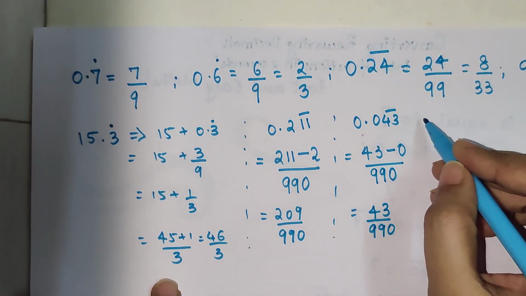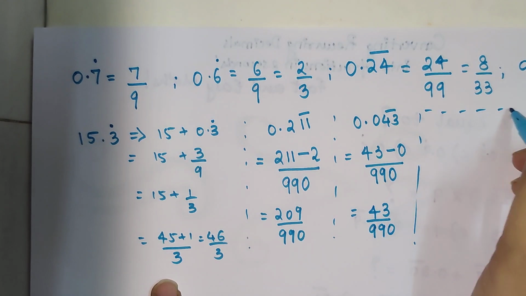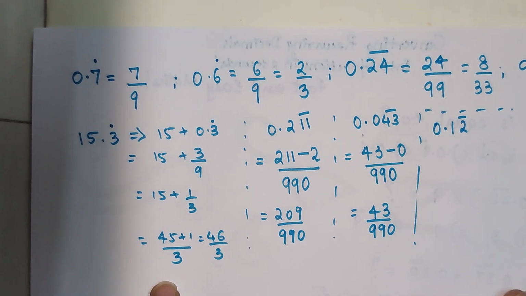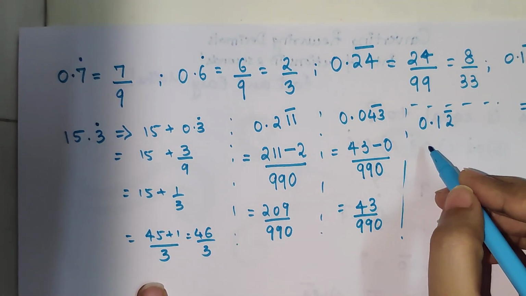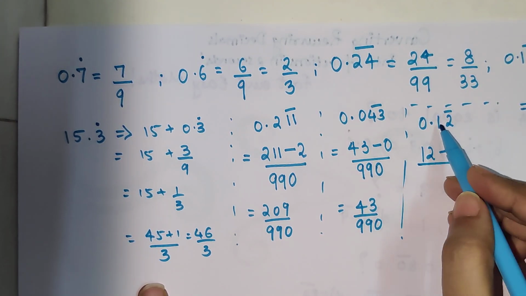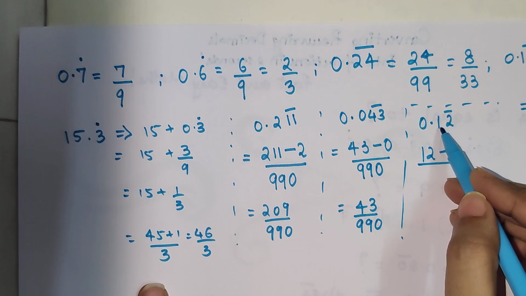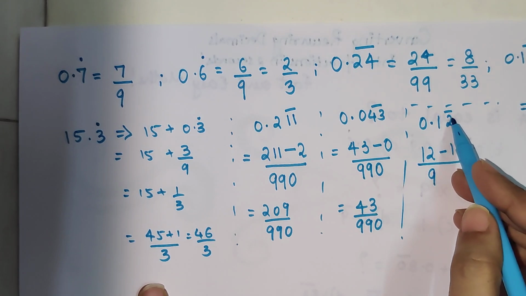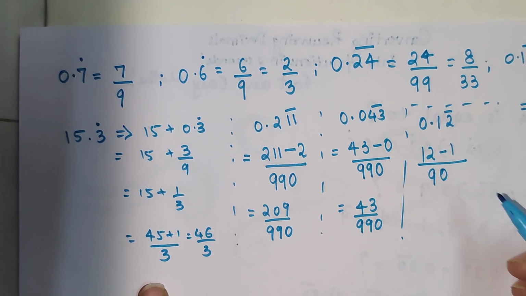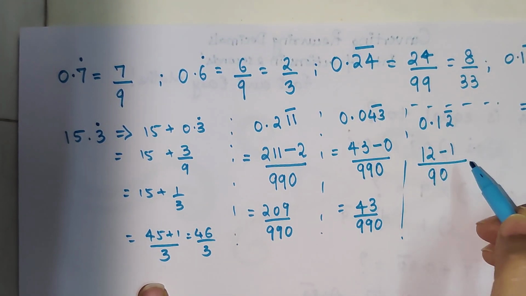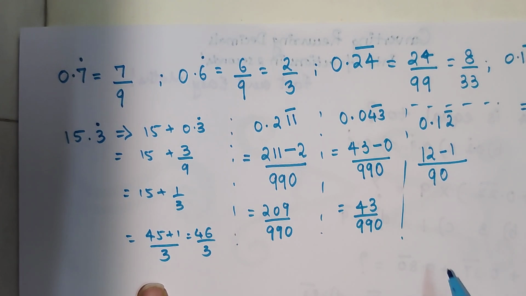Okay, let's do one more. So let's do 0.12, where 2 is recurring. What is my answer over here? It will be 12 minus 1. Why minus 1? Because 1 is the number which is not repeating, upon 9. Why only 9? Because only 1 digit is repeating. And add a 0, because there is only one number which is not repeating. So my final answer would be 11 upon 90.